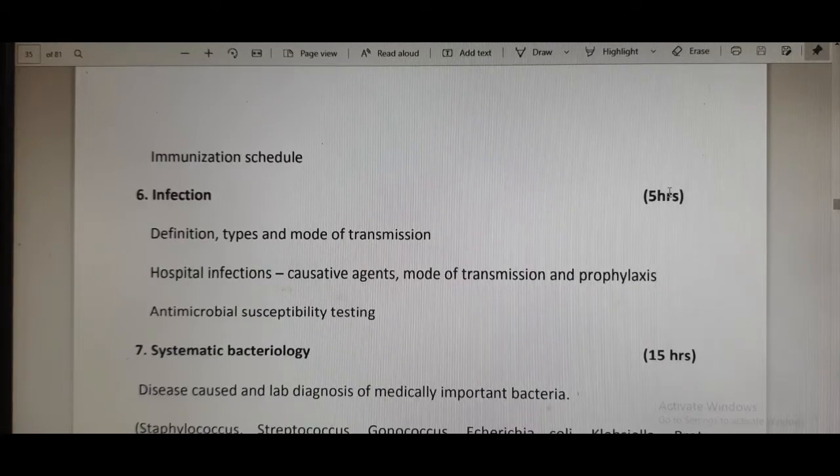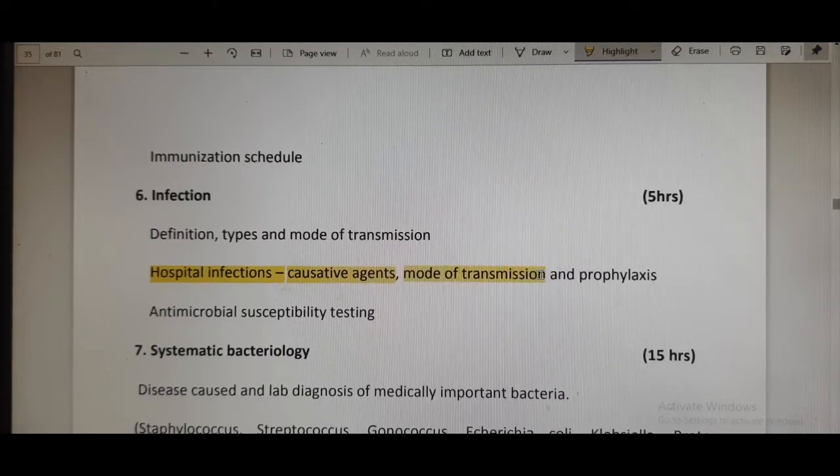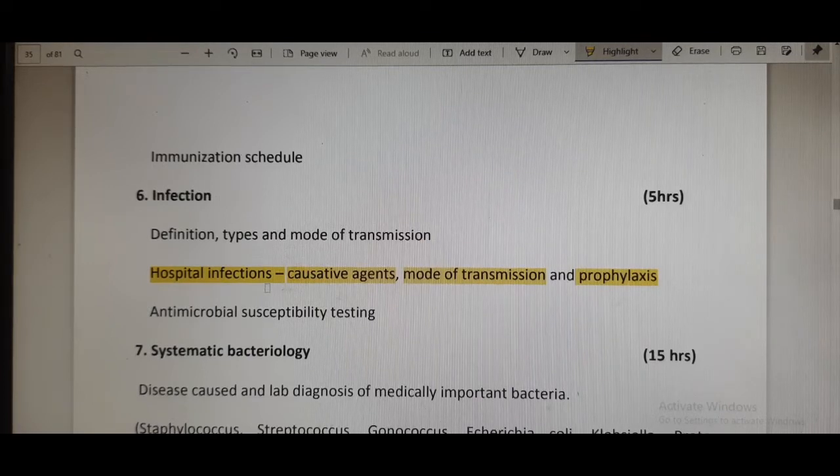A chapter which we will be dealing with today is on infection, primarily on hospital infection. The topics that are given for hospital infection in your first year BSc AHS are the causative agents of hospital infection, mode of transmission of it, and the prophylaxis of it. So the main topics that will be dealt with today are hospital infection, the causative agents, mode of transmission, and prophylaxis. So, this is the first year portion.